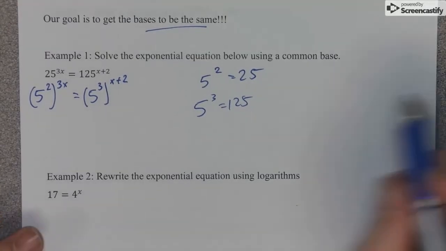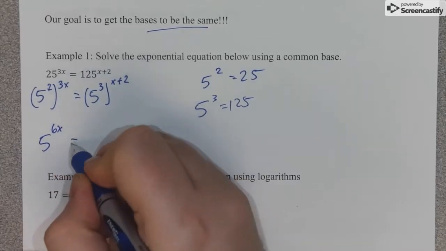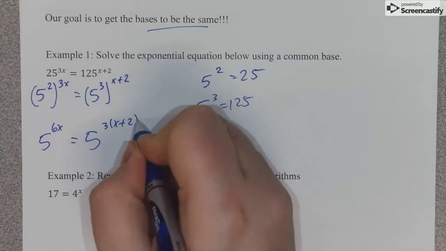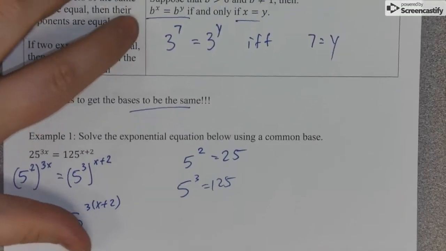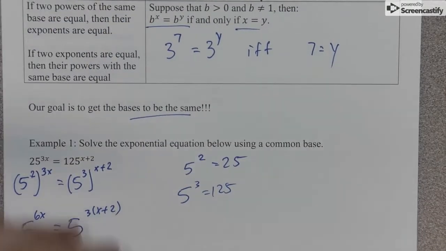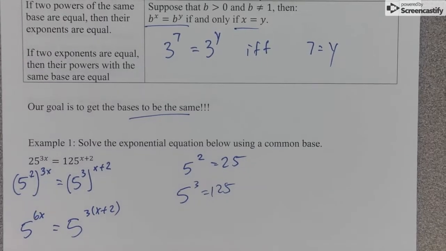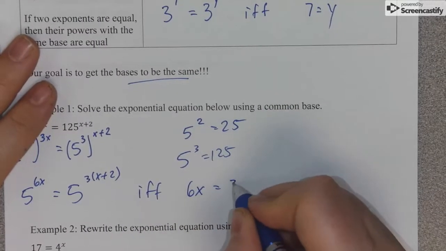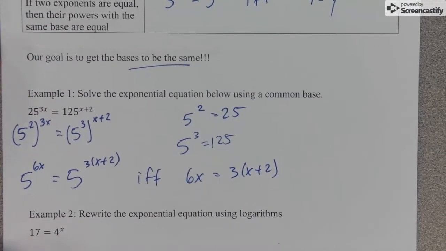So I can rewrite this. I would multiply 2 times 3x. So this is 5 to the 6x equals 5 to the 3 times x plus 2. My bases are the same, and now I can use this property of equality that says b to the x equals b to the y if and only if x equals y. So 5 to the 6x is equal to 5 to the 3 times x plus 2 if and only if 6x equals 3 times x plus 2.